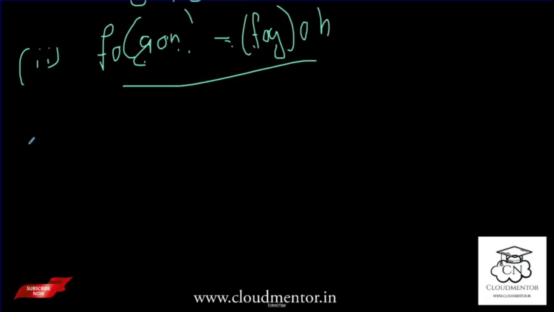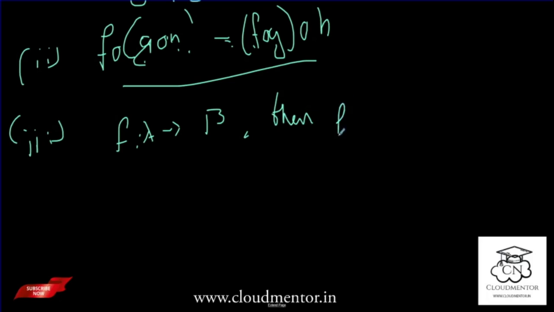And the third property is that the composition of any function with the identity function is the function itself. So if f is from A to B, then f composition I_A will be equal to I_B composition f, that is equal to f. Okay, so that's it.